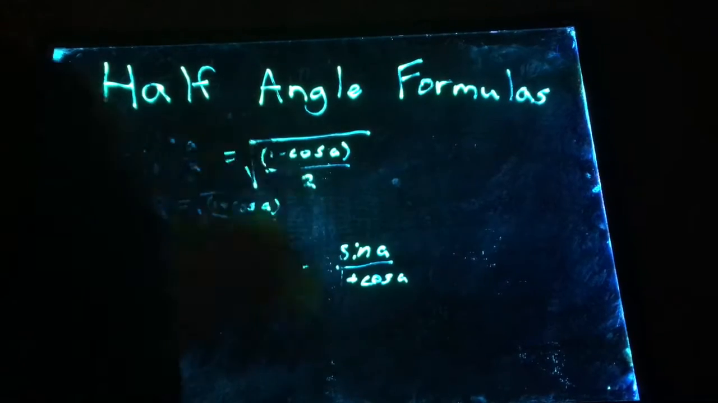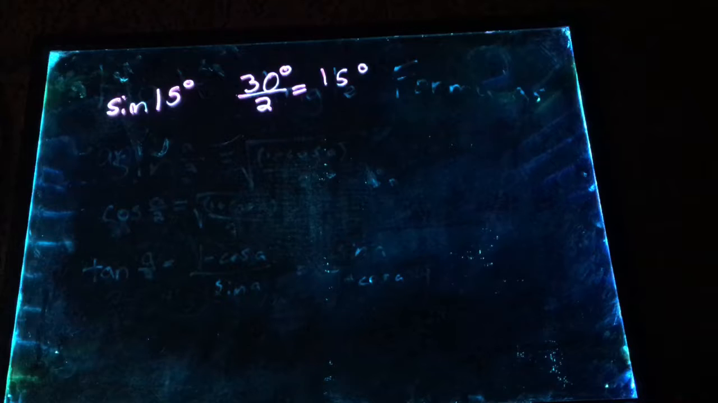So for the first problem, we're going to be taking a look at sine of 15 degrees. Since 15 degrees is not on the unit circle, we have to figure out what angle it is half of. And 15 degrees happens to be half of 30 degrees. So we will just plug in the formulas that we got earlier on in the video.